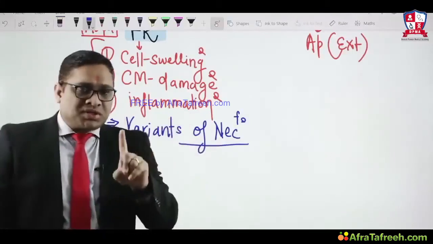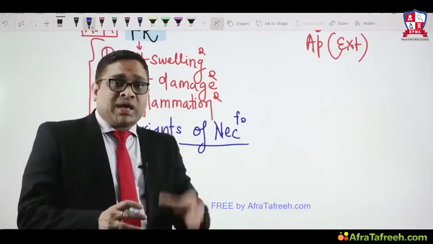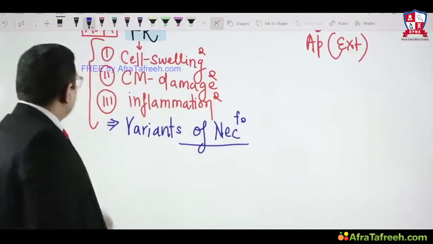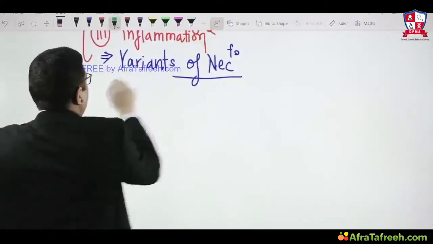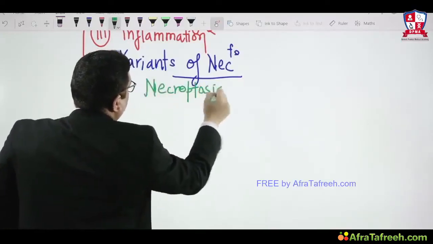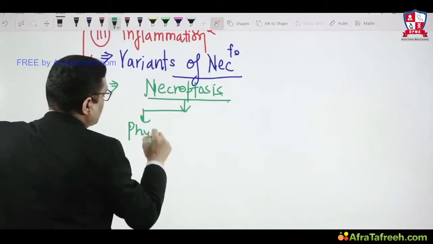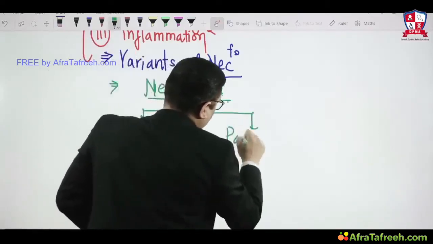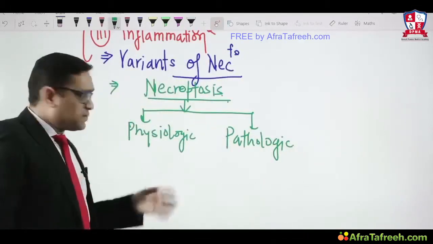Why? Because necrosis is always pathological. You remember when we discussed, I told you necrosis is always pathological, but necroptosis, that is the future question. So here we must understand that necroptosis is both pathological and physiological. So this is how it differs from necrosis. It is both physiologic and pathologic.